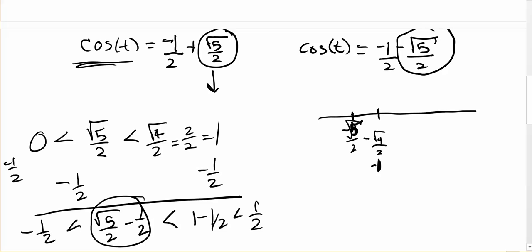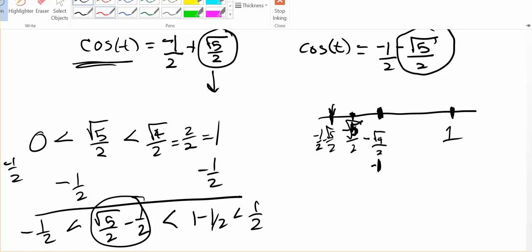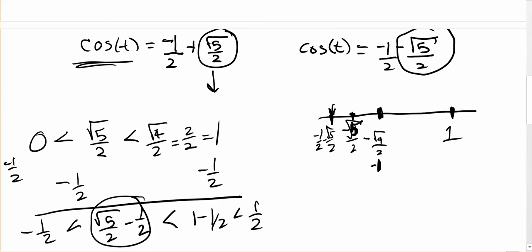And then we're going to add a negative 1/2 to it, which means we're going to go back this way, more negative. So here is our negative 1/2 minus the square root of 5 over 2. Here's our negative 1. Here's our positive 1. And the cosine value can only give us values between negative 1 and 1.